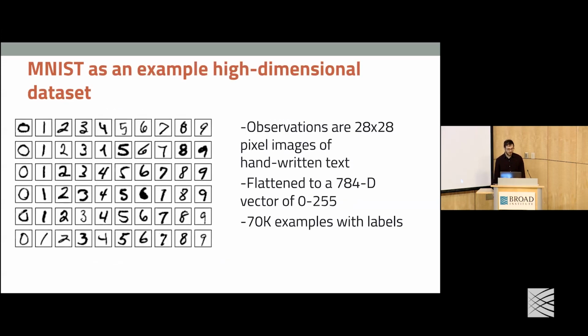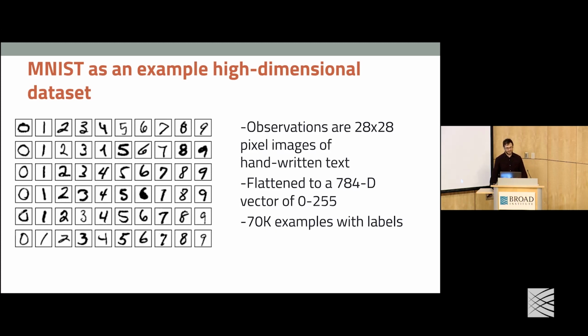Okay, so getting started here, I'm going to use MNIST as an example data set. And the reason it's a good example for people who are used to thinking about biological data is it's high dimensional, but it contains a lot of structure. In this case, clusters of digits. So each observation is a 28 by 28 dimensional image of handwritten text. It gets flattened out to a 784 dimensional vector. It's grayscale, so values range from 0 to 255.